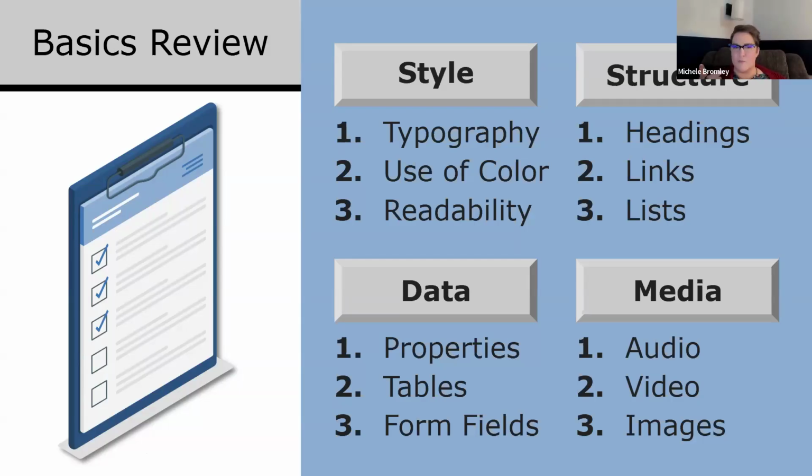I don't remember where I left off. Properties, I think I covered. Tables, use them for data, not layout. Include header rows and columns. Avoid merged cells. Form fields. Clearly identify and label all form fields and ensure the directions are accessible.